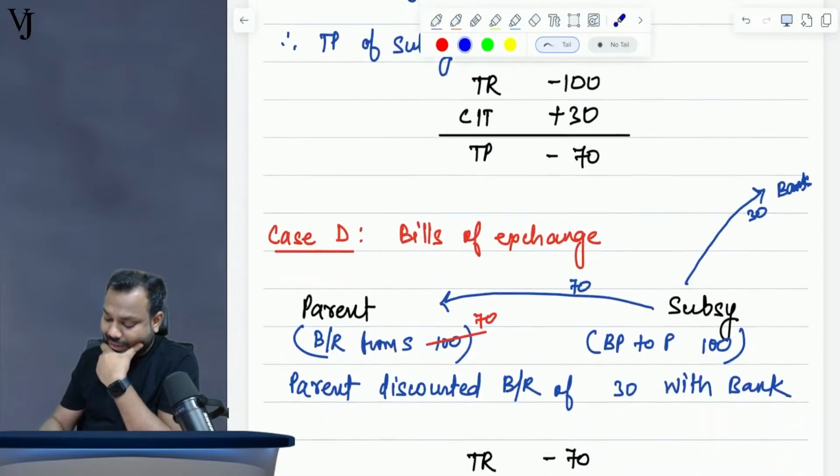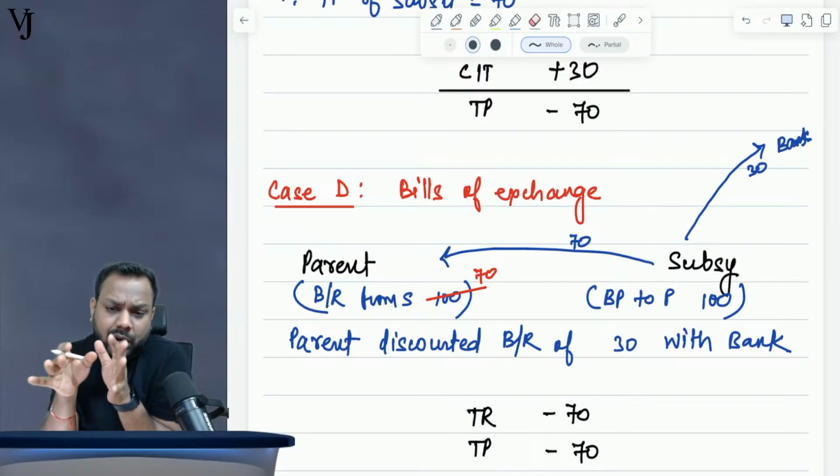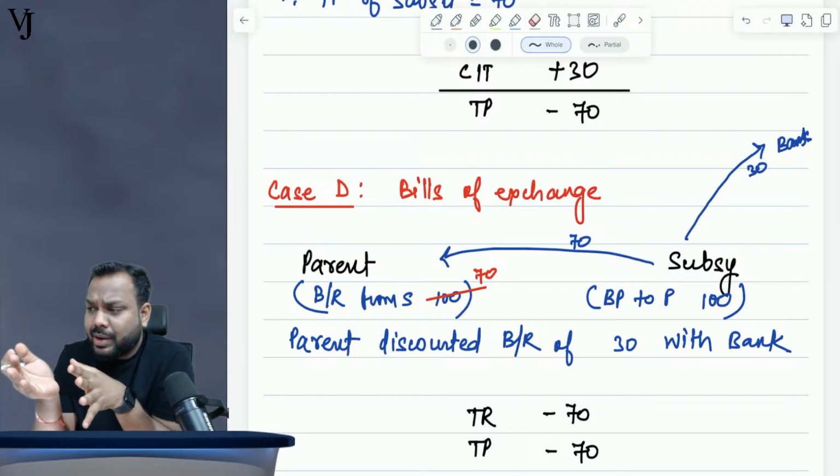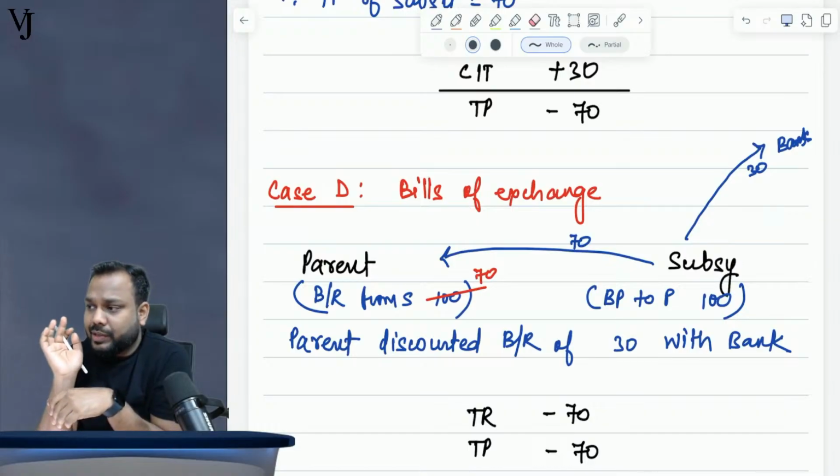Sorted. Case D, bills of exchange. So far this concept has not been asked either in FR or in SBR, but it can be asked, guys, anytime. So I want to discuss it with you.